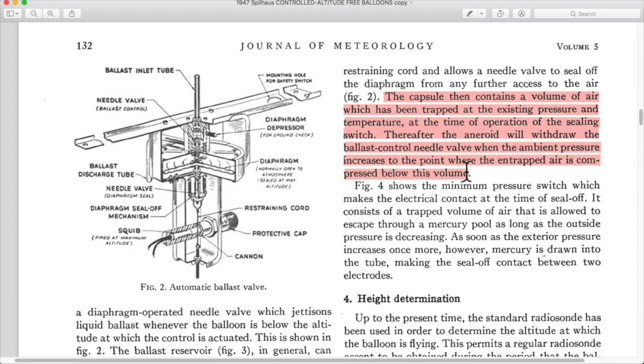Thereafter, the aneroid, that's the diaphragm, the little can, will withdraw the ballast control needle valve when the ambient pressure increases. That means when the balloon goes down to the point where the entrapped air is compressed below its original size, just like we talked about.